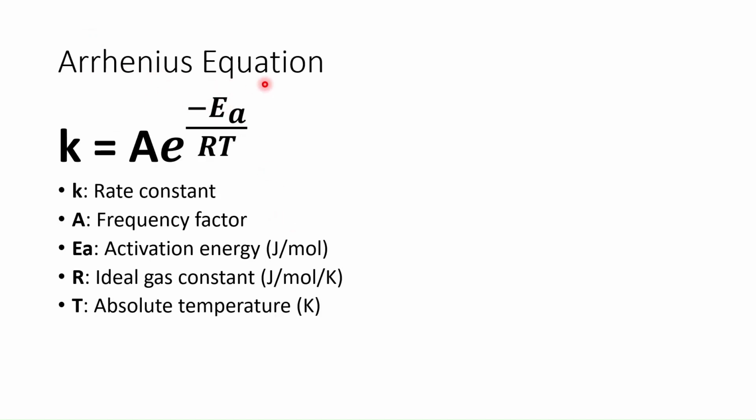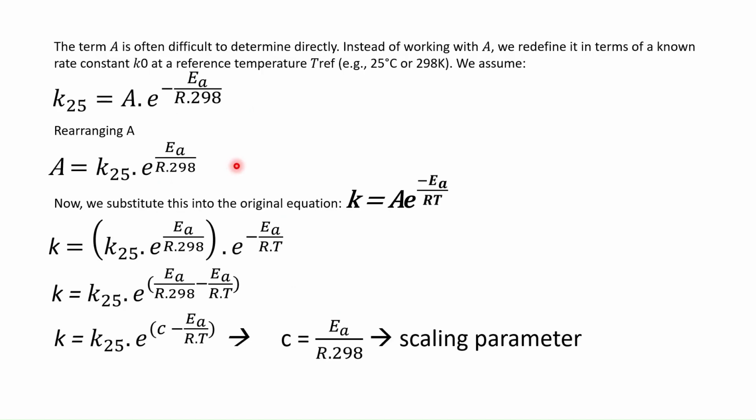The Arrhenius equation is given by this formula, where k equals A e to the power minus Ea by RT. Here k is the rate constant, A is the frequency factor, Ea is the activation energy of the enzyme, R is the ideal gas constant, and T is the absolute temperature in Kelvin. This is the Arrhenius equation, purely as it is represented in the model.